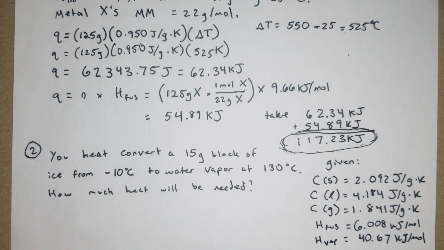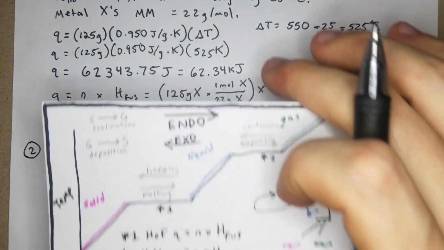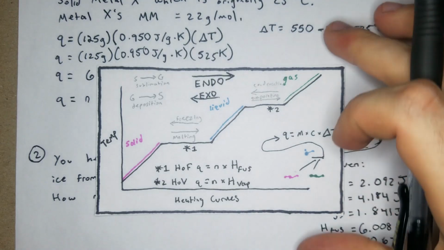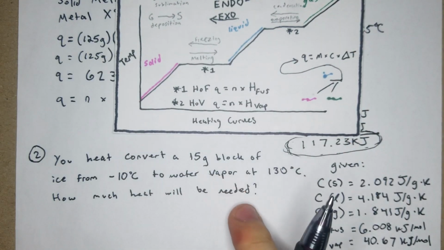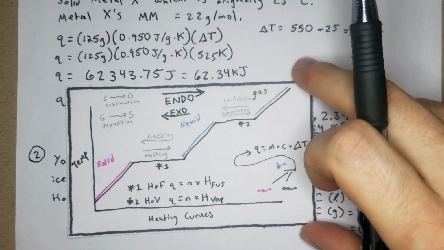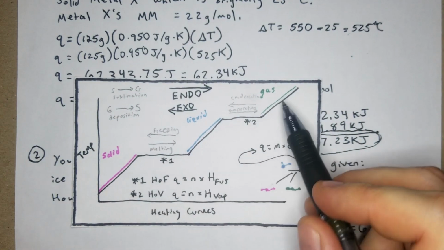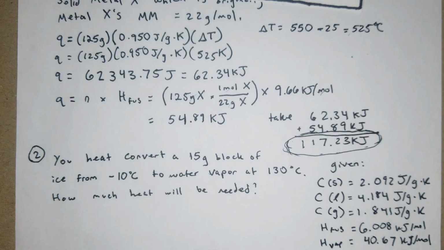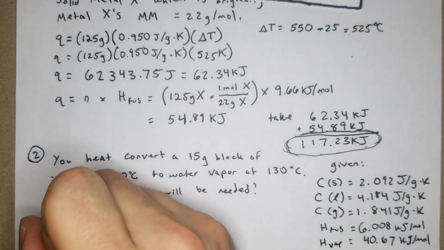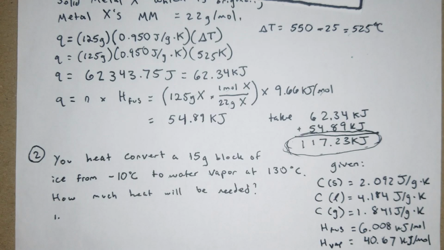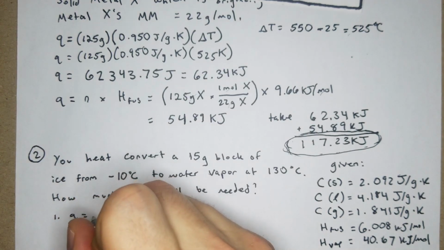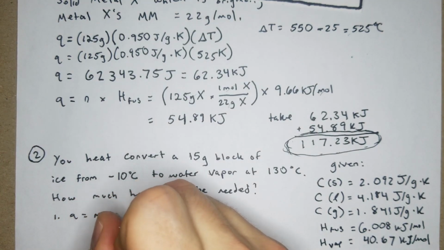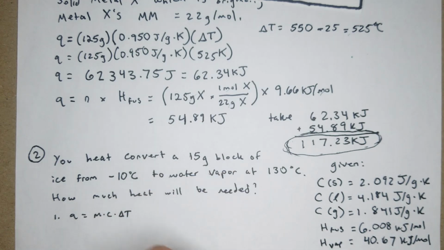And just to quickly jump back to that chart we have, in this problem, it's asking us to take a block of ice and turn it into really hot water vapor. So we're going to be down here and work all the way up here. We're going to have all 5 steps. So first of all, step 1, we have ice, a solid block of ice, 15 grams of it. So we're just going to start with M times C times change in T.